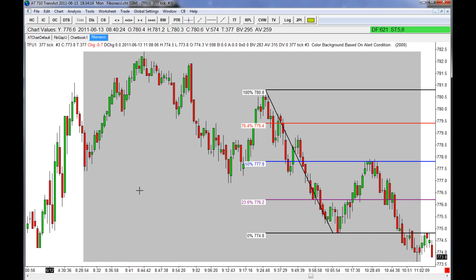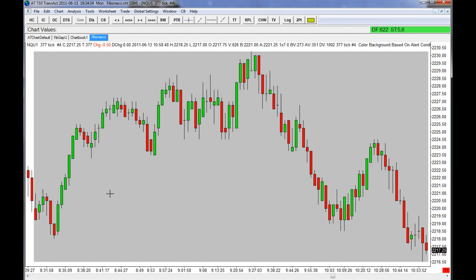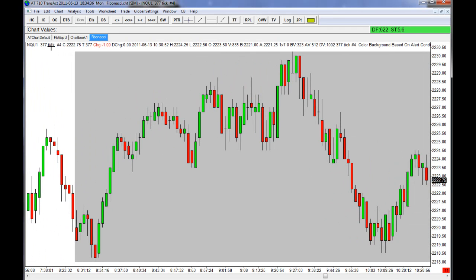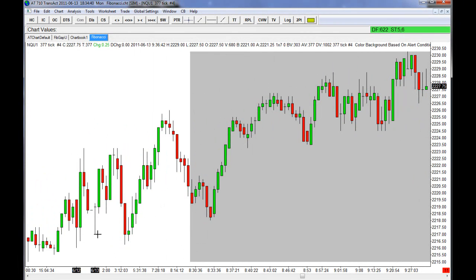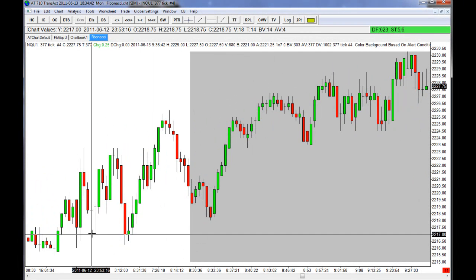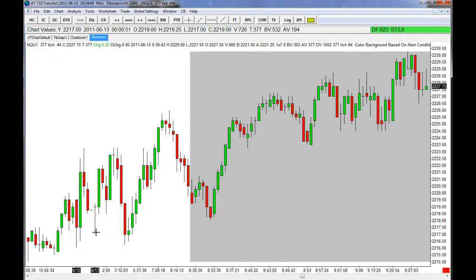And then it's 12 noon. Okay, now looking at the Nasdaq on a 377 tick chart, analyzing what happened pre-market.